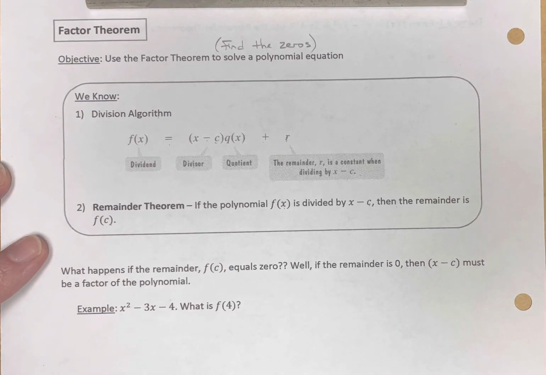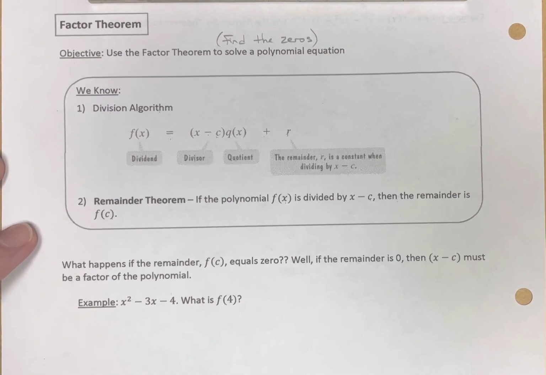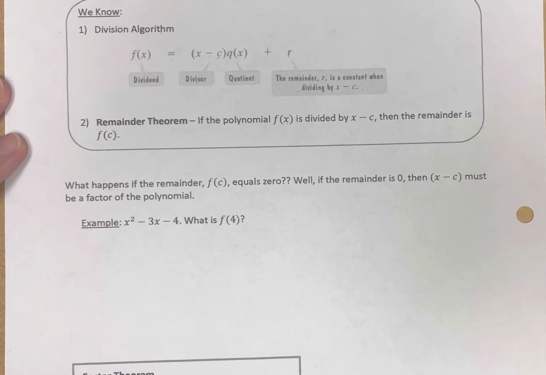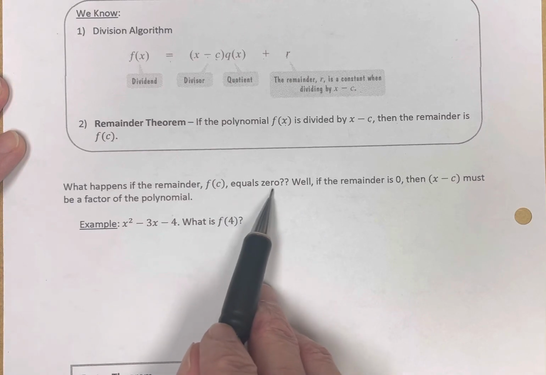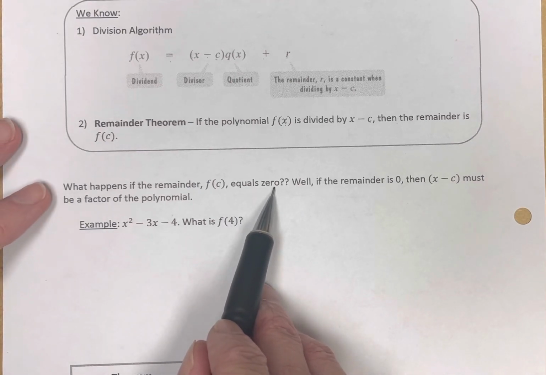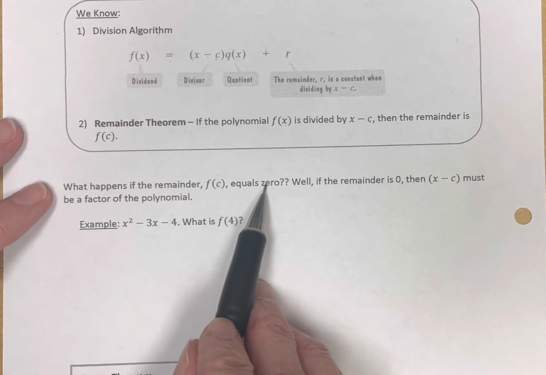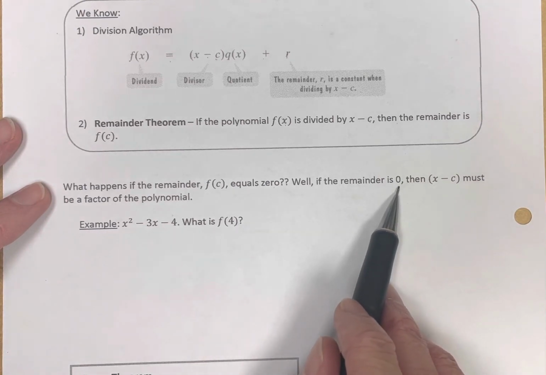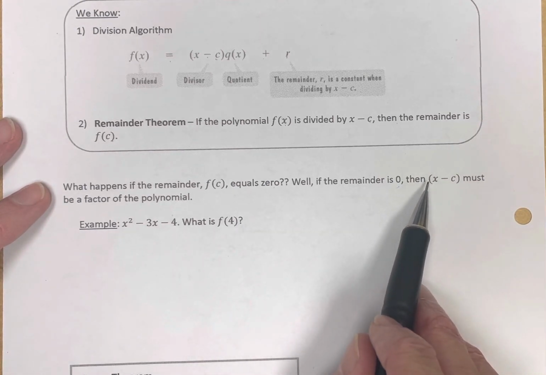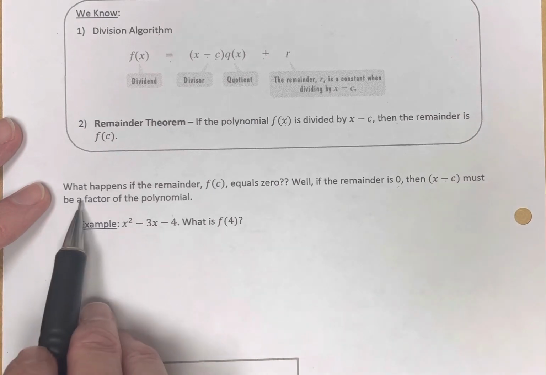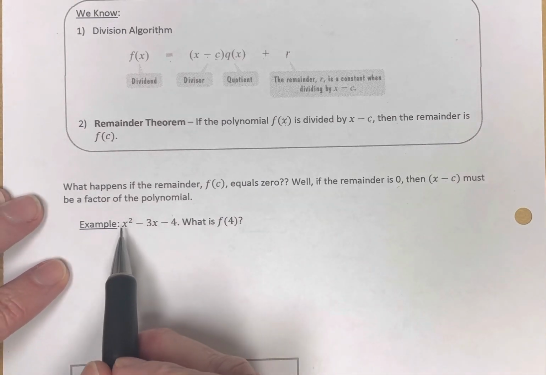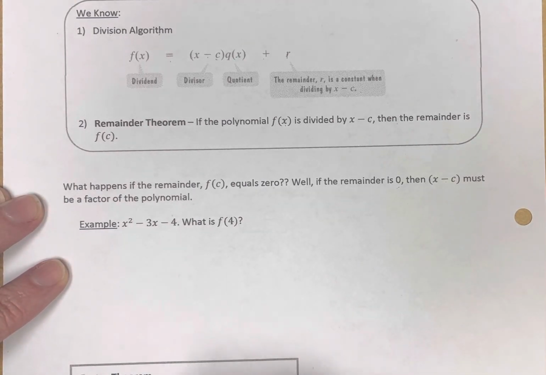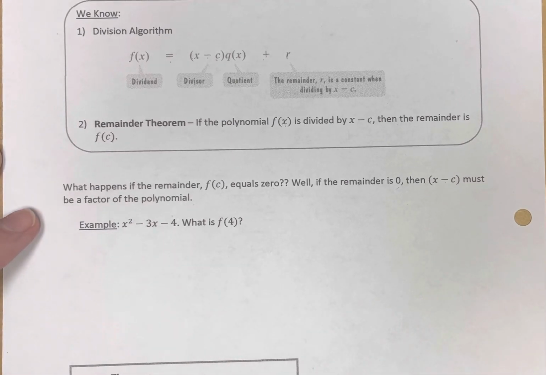Okay, we saw that. So what happens if f of c is equal to 0? Well, if f of c is equal to 0, that means the remainder is 0. And then that tells us that x minus c must be a factor of the polynomial. And that's where the factor theorem comes into play. Let's see an example of this, and then we'll go down here to the bottom, and we'll put the factor theorem in words.